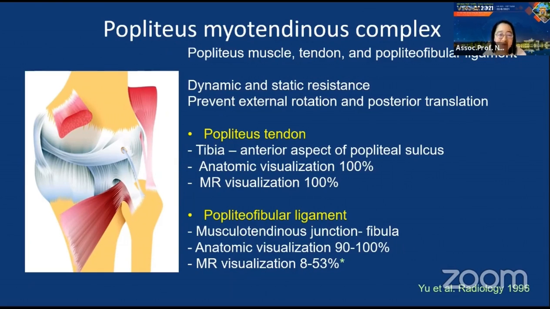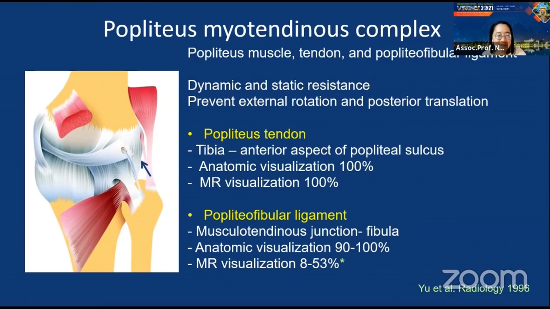The popliteus tendon starts from the tibia and goes to the anterior aspect of the popliteal sulcus, and can always be identified on anatomy and MRI. The popliteofibular ligament starts from the myotendinous junction of the popliteus muscle and goes to the fibula. It is always identified on anatomical dissection, but unfortunately on MRI, you may be able to see it in only about half of cases.